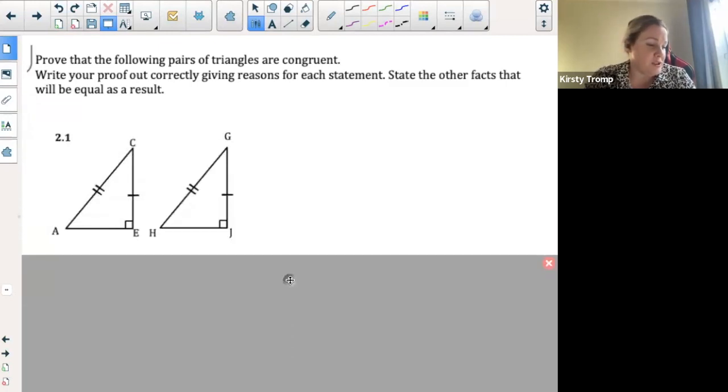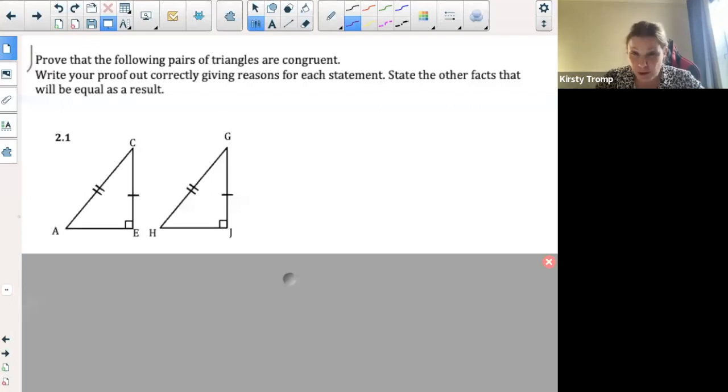For the first example, they've given us triangle ACE and triangle HGJ. We're going to make sure that we are setting this up correctly, because that's your first step to getting this done right, and to making sure that you get full marks for this section. For similarity and congruency, it's about making sure you get your structure correct. If you can just remember how to set it up correctly, the rest is all really easy.